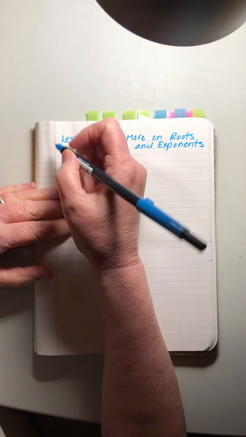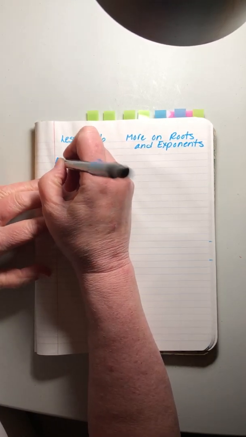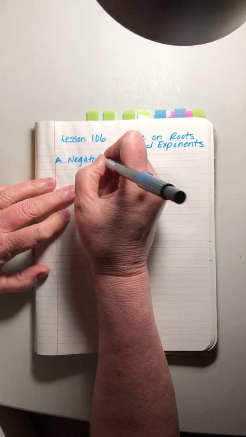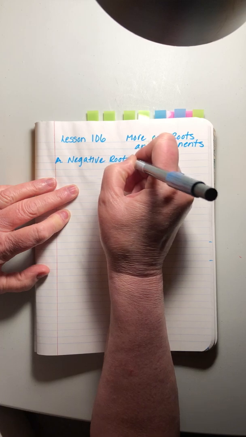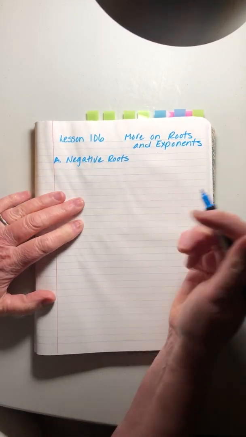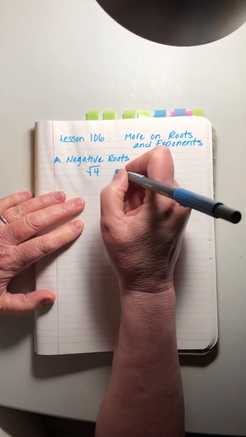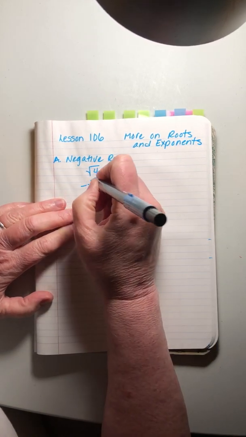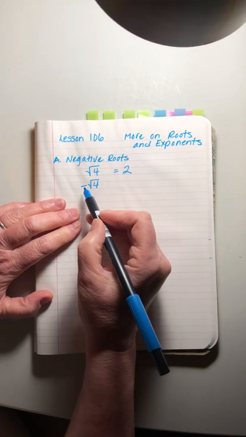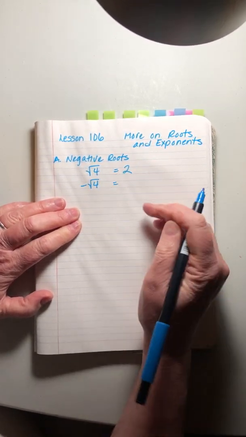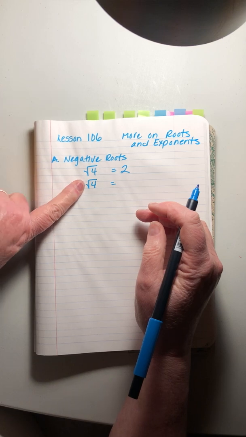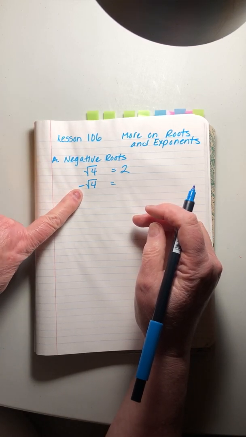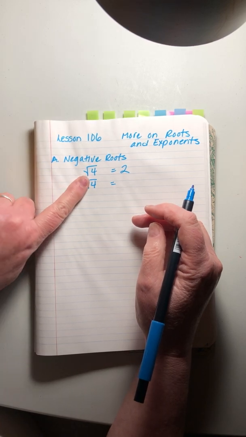The first thing I want to talk about, I'm going to call it part A, is negative roots. And these can be a little tricky, but once you get the hang of them, it's not so bad. Okay, we know that the square root of 4 is 2. That's easy. Okay, what about the negative square root of 4? Well, we can do that using that same cover up the minus sign trick that we learned before, because that minus sign is not protected in any way, right? So I can cover it up.